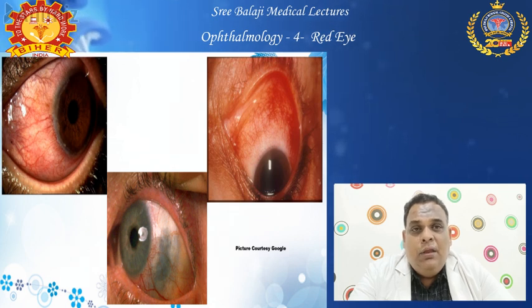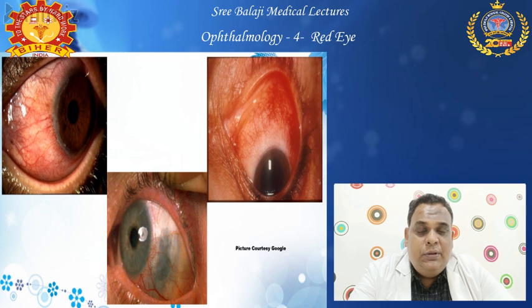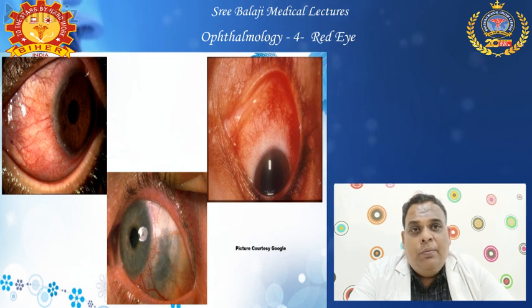So if you give importance to proper history taking, that is the symptoms the patient presents with, and do an appropriate clinical examination, you can easily diagnose the condition which has caused the red eye and treat them appropriately. When treating, we should be very careful because certain drugs which are indicated in one condition are contraindicated in the other condition. That is why proper clinical examination is very important.